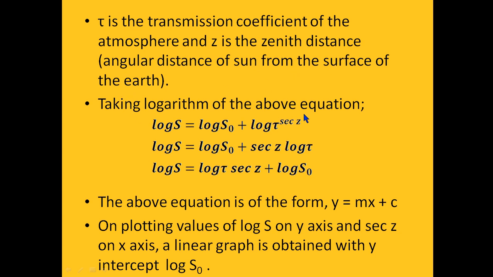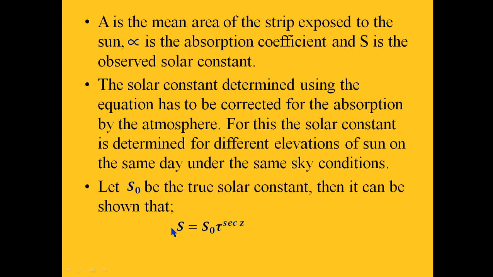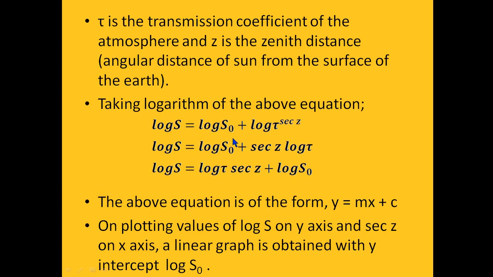Now taking logarithm of this above equation, this is of the form log AB. So log AB is what? Log A plus log B. So we can write log S is equal to log S naught plus log tau raised to sec Z.